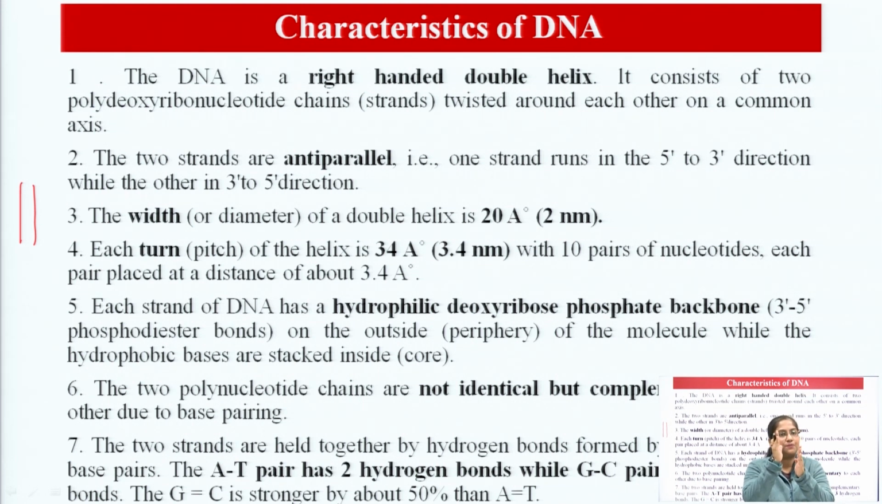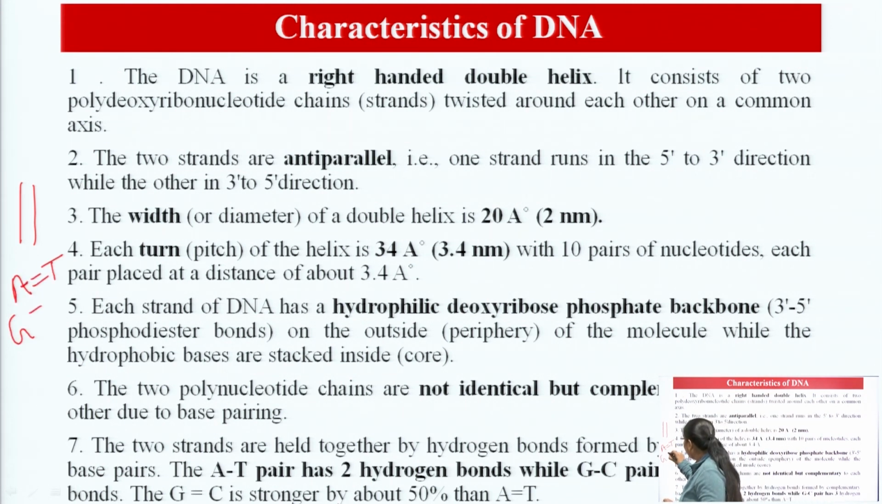If it has thymine in first position, it will have adenine in the complementary position. They are not identical, but they are complementary to each other. That is why they make an equivalent structure. A-T means adenine is double bonded with thymine, whereas guanine is triple bonded with cytosine.